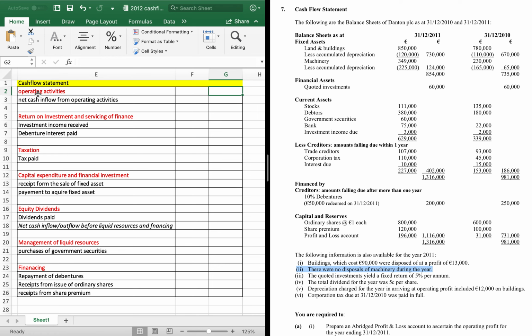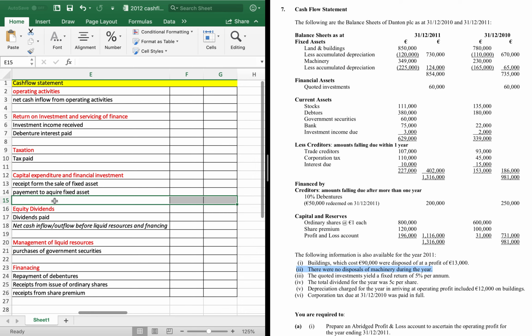Now, the difference between higher level and ordinary level with these cash flow statements is very minimal. At ordinary level, they tell you the headings. So the headings are what I have in red here. Operating activities, return on investment, taxation, capital expenditure, financial investment, equity dividends, management of liquid resources and financing. And you have to have them perfectly right, because they're headings that must be given under financial reporting statements. So you have to have them right for your leaving cert.